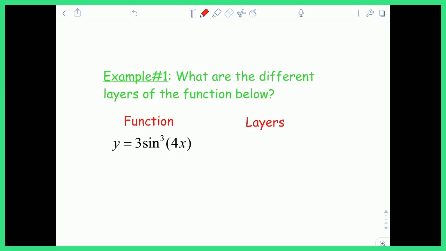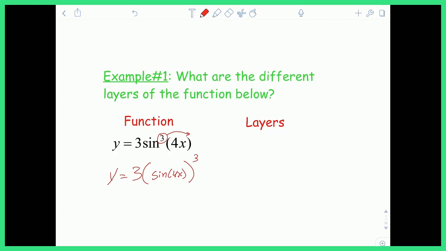So this problem says, what are the different layers of the function below? The function is y equals 3 times sine cubed of 4x. Well, the first thing I'm going to do before solving this problem is take the cube and pull it out to the end of the function. So I'm going to rewrite this as 3 times sine of 4x, quantity cubed.